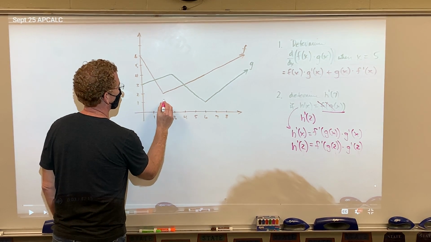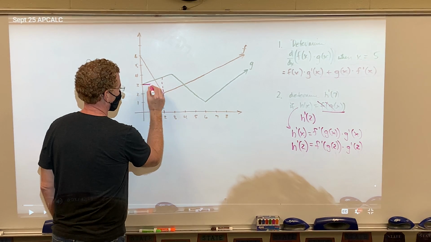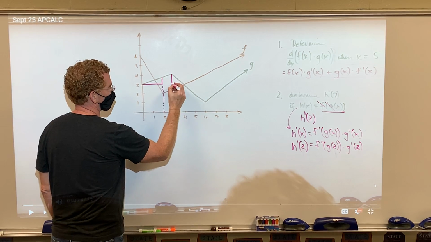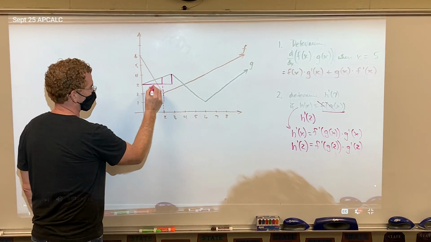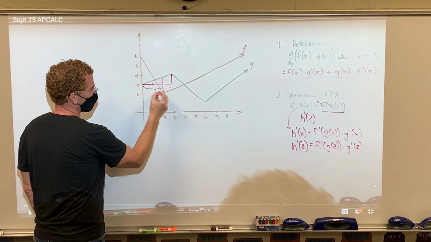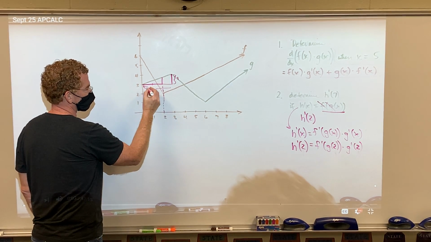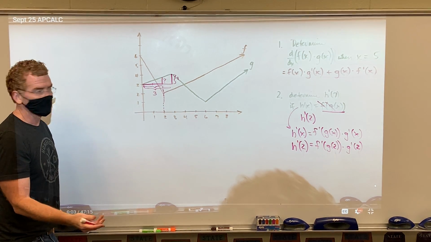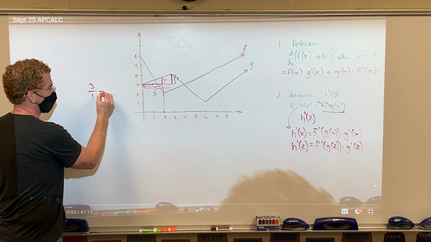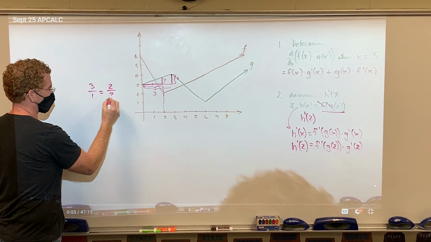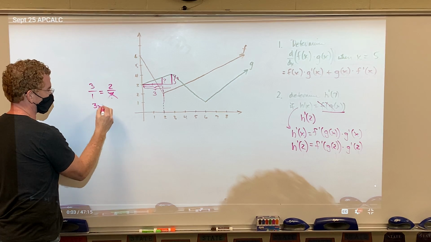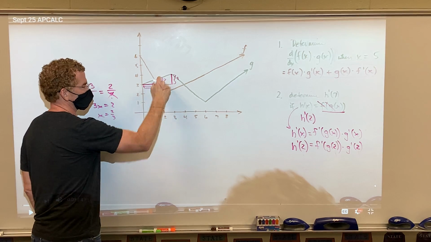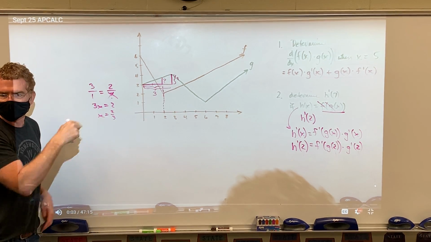This is the kind of thing that AP will make you do, and they don't want you to eyeball it. I've got a similar triangle here, don't I? So I could say, all right, 3 is to 1 as 2 is to, I'm not sure. So call it x. 3x equals 2. x is 2/3. So I was 2/3 up right there. So 3 2/3. Just say a little similar triangle situation.